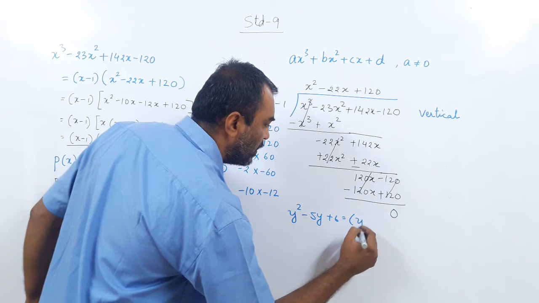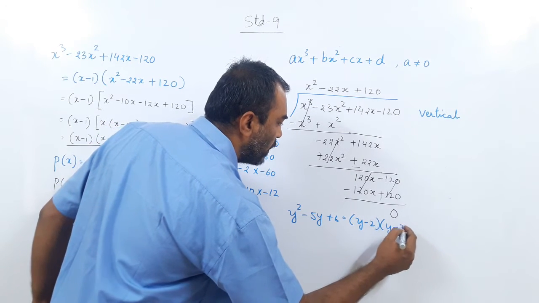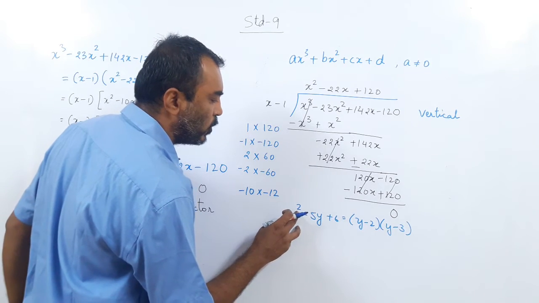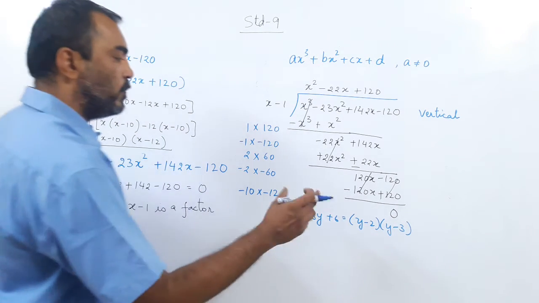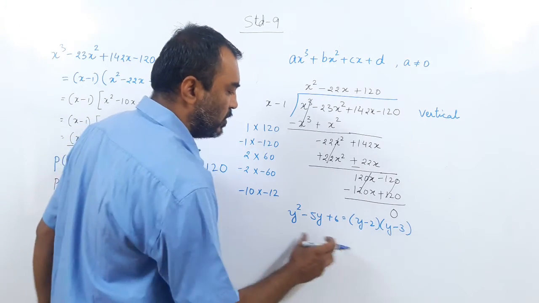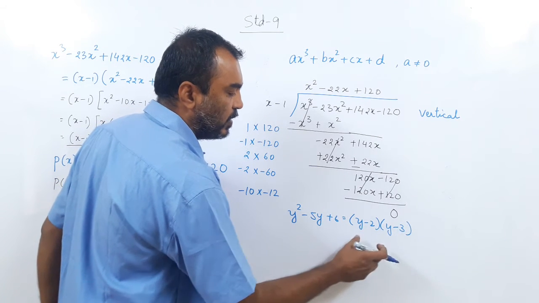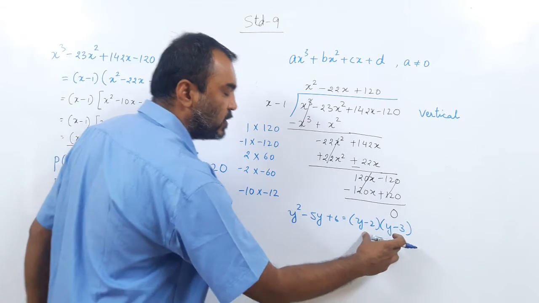If we factorize, we get y minus 2 into y minus 3. There were two factors here because it is a quadratic polynomial. Okay, we got two factors. Maximum we can have two factors. In the real roots, here, the real factors we can get 0, 1 or maximum 2.